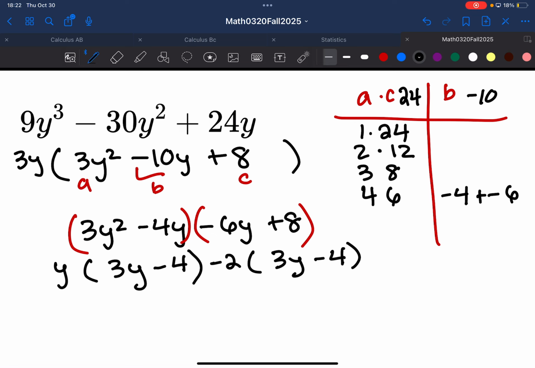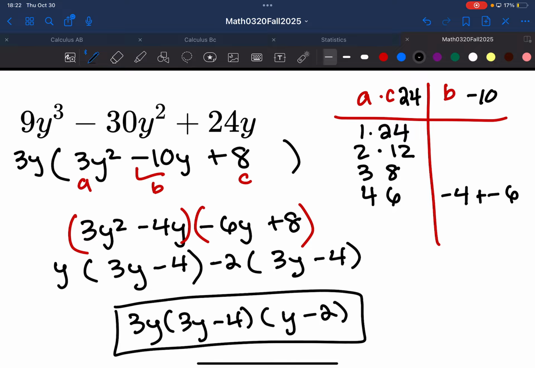Okay? So again, if you were to have flipped it and you did -6y first, the only difference is you would get y minus 2 inside the parentheses, which is correct. So that means I have 3y minus 4, and then what's my other parenthesis? Y minus 2, and then what can't I forget? The 3y. So that is my answer. Never forget our buddy from the beginning.